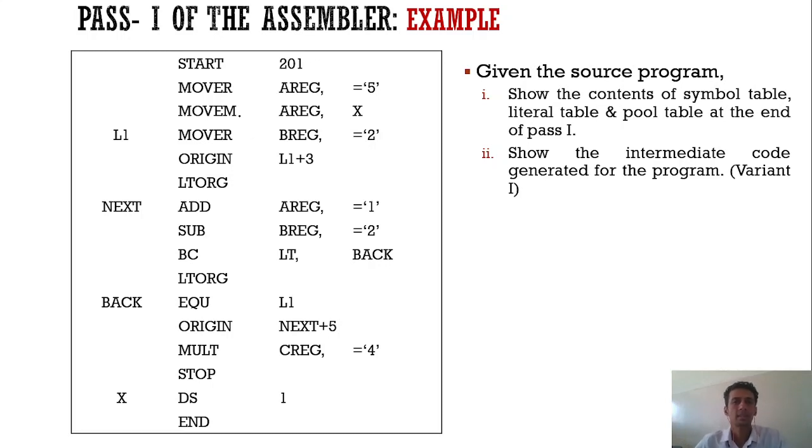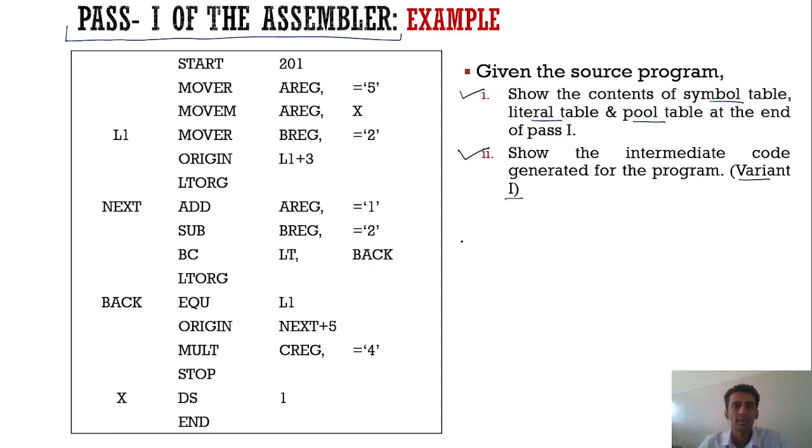Let us consider the example. Over here, we have been given the source program and we are required to perform pass 1 of a 2-pass assembler. So essentially, we are required to show the contents of symbol table, literal table and pool table at the end of the pass 1, and at the same time we are required to show the intermediate code generated or intermediate representation of the code of variant 1.